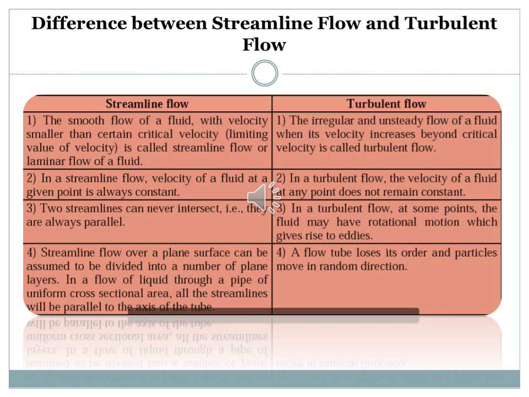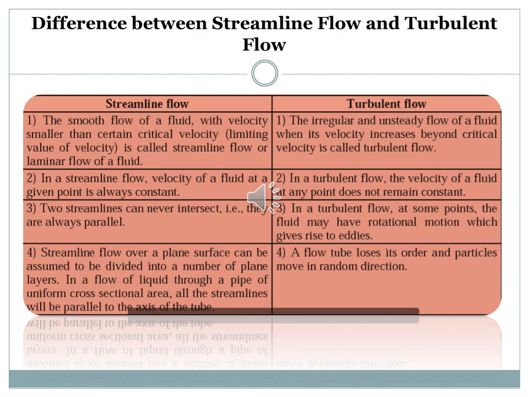Third point: in streamline flow, two streamlines can never intersect. They are always parallel. And what happens with turbulent flow? In turbulent flow, at some point the fluid may have rotational motion, which gives rise to an eddy. Alright, so they may interact with each other in case of turbulent flow. Last point: streamline flow over a plane surface can be assumed to be divided into a number of plane layers. Yes, because it is a streamline flow, they flow over one another. So there may be a number of plane layers over there.